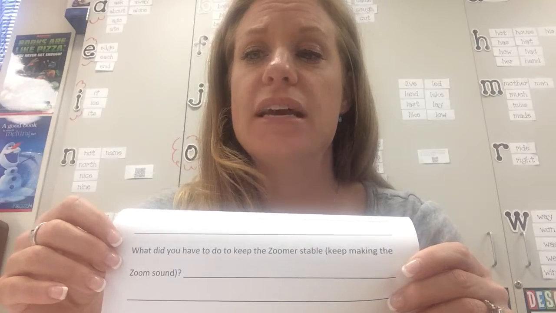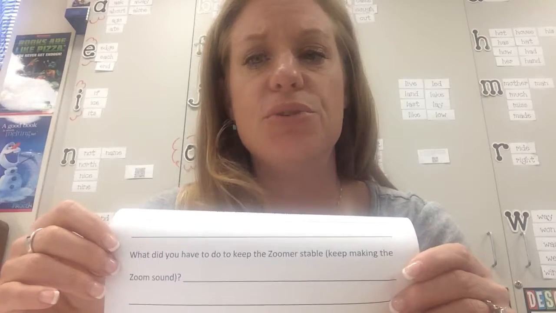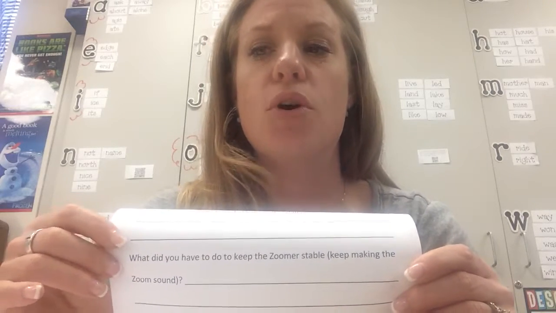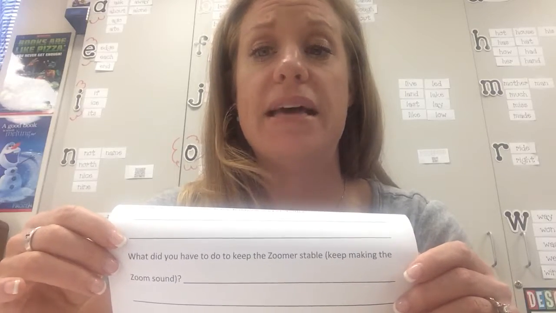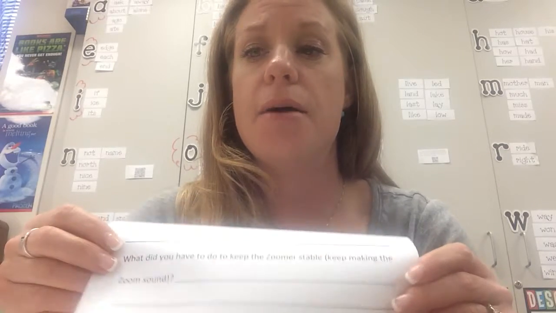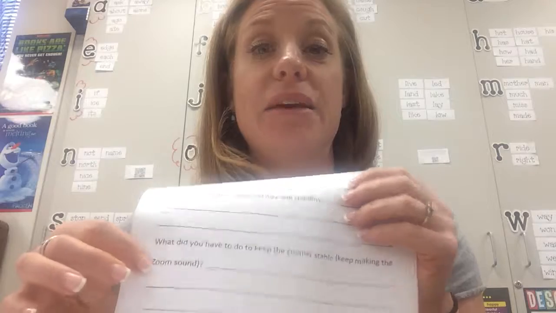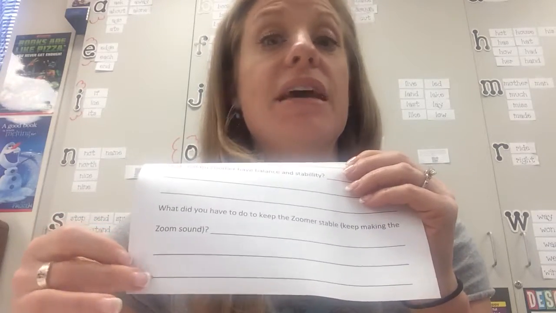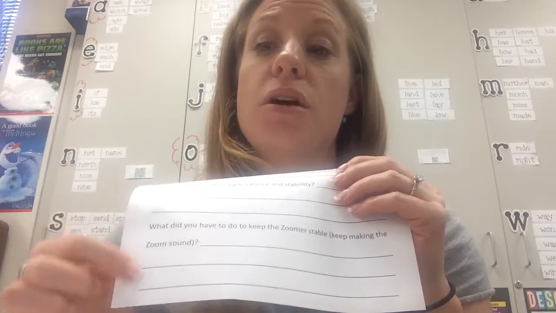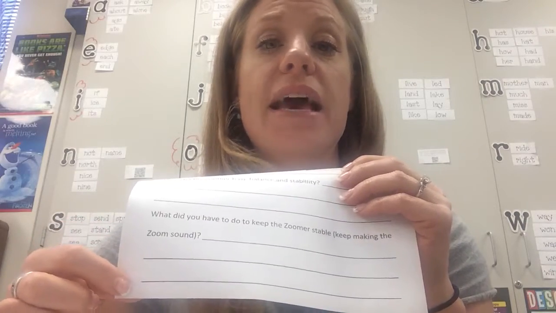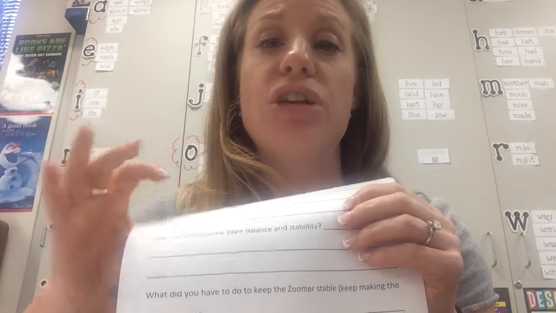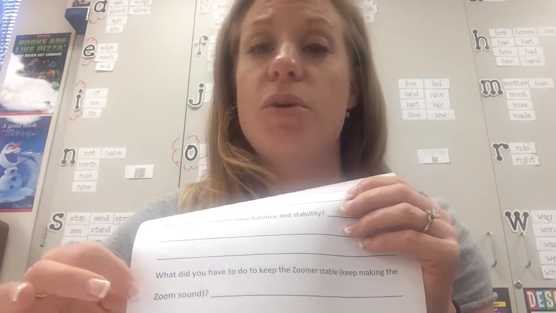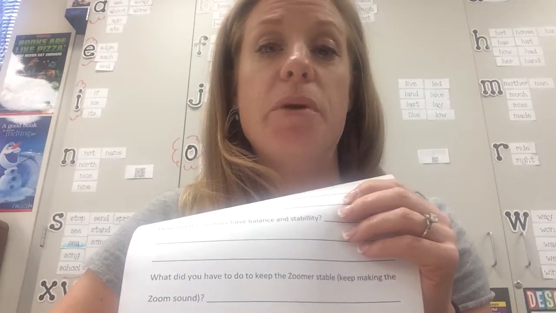And our last question is, what did you have to do to keep the zoomer stable? Or what I mean by that is making the zoomer sound. So in order to get that sound, what did you have to keep doing to keep getting that sound? So take a moment, go ahead and write the rest of this, and then you will have a complete sentence on this last section, and then you'll be done. Remember to go back and check. Do all of my sentences start with a capital letter and end with a punctuation mark?